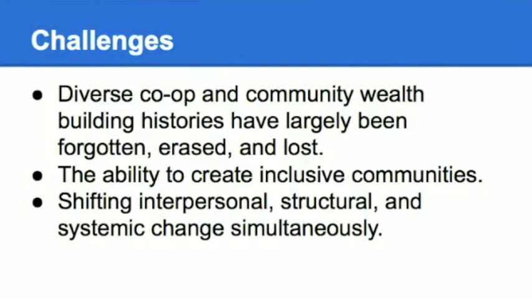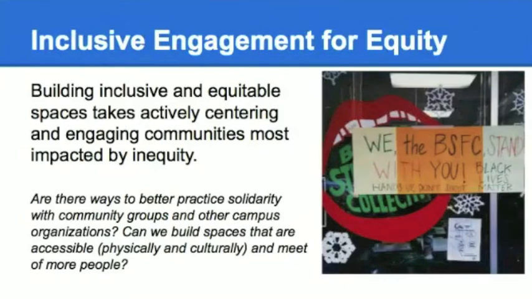A really important method for creating equitable outcomes is doing inclusive engagement. This means being able to be reflective about who is in the space I'm creating and who isn't, and how I can build a space that is more physically and culturally accessible to more people. Do I need to go out in the streets? Does my co-op even reflect the community that I'm hoping will be a part here? Also, how do I show solidarity?